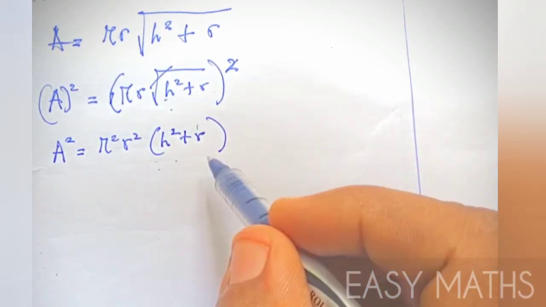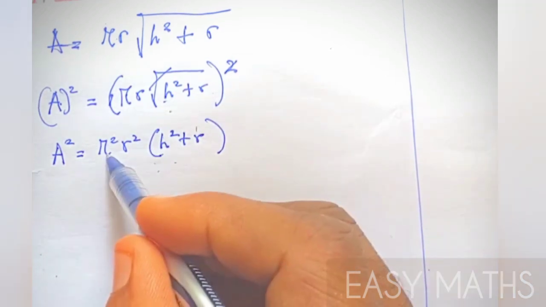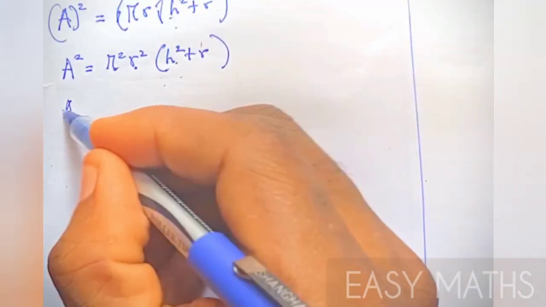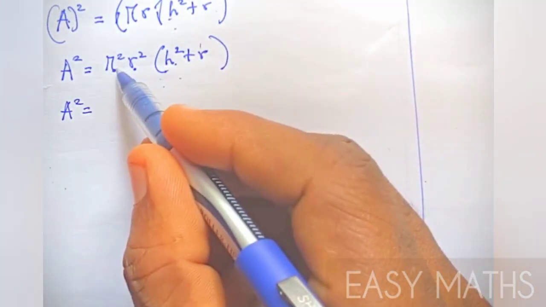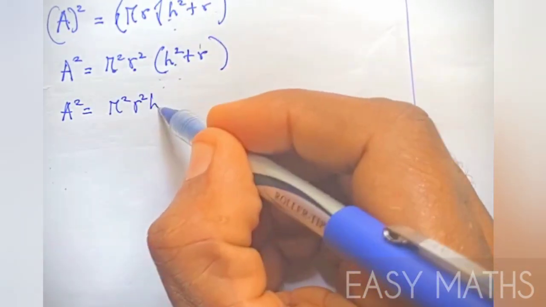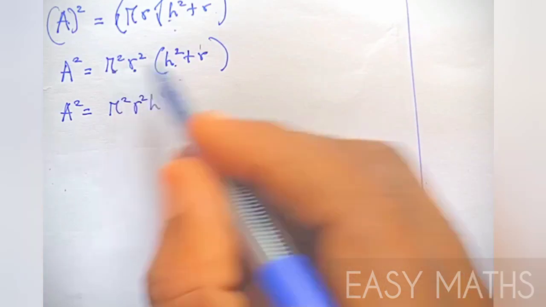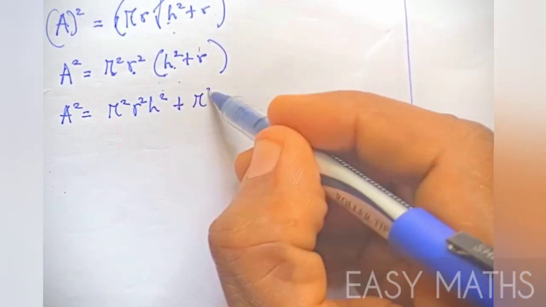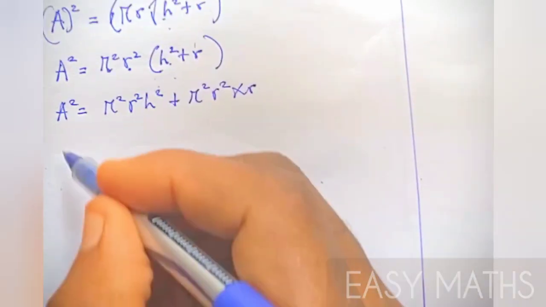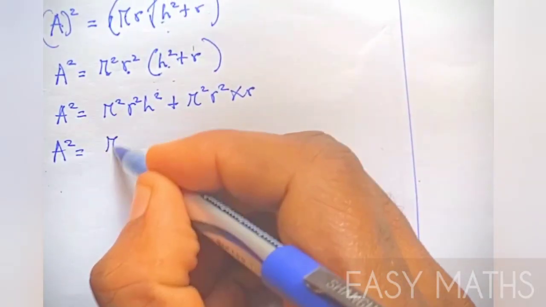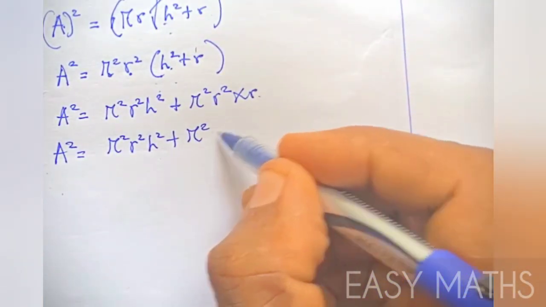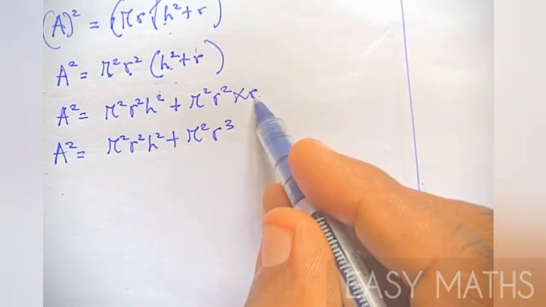So another method of doing this is to open the bracket. Remember that this pi squared and r squared are going to multiply these two terms. So we can decide to open the bracket. When we open the bracket, pi squared r squared multiplies h squared to give us pi squared r squared h squared. And it will also multiply this to give us plus pi squared r squared times r. Okay, so let's do that. So we have pi squared r squared h squared plus pi squared. These are like terms, so we have r raised to power 3.